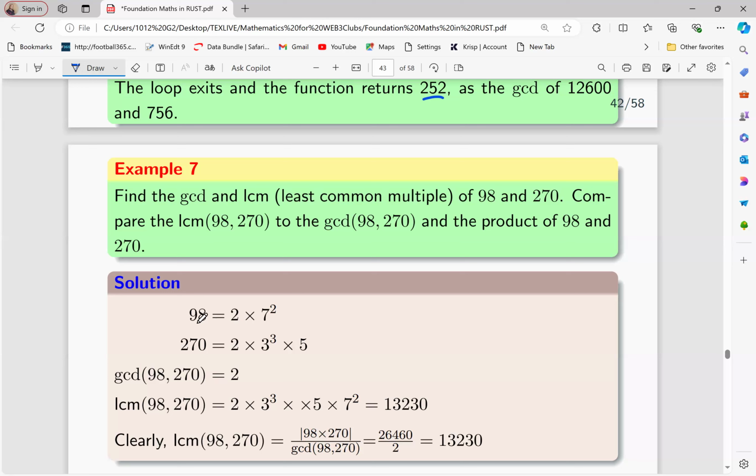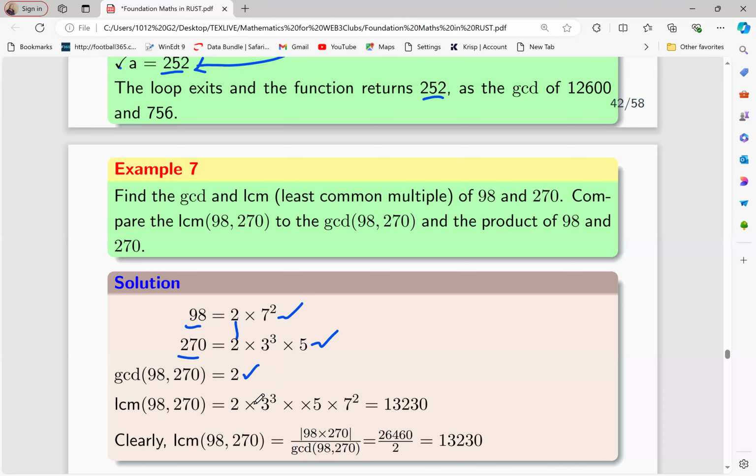Now, when you factor this number, you find that it can be written as a product of its prime factors this way, and this other one as a product of its prime factors that way. So the GCD are those values which are common. For instance, I can see 2 is common, and of course it's the only one. That means the GCD is 2.